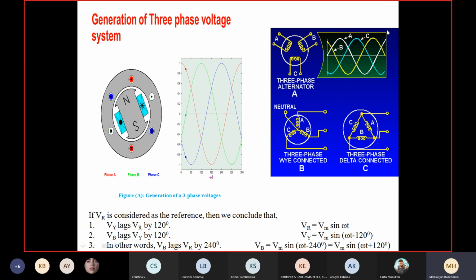Then the three windings, which you will see in the animated view, are represented in red, blue, and green colors. Those were drawn as windings A, B, C. These three windings have 6 terminals: the start of the winding and the end of the winding. Each winding will have a start and an end, so there are 6 terminals.